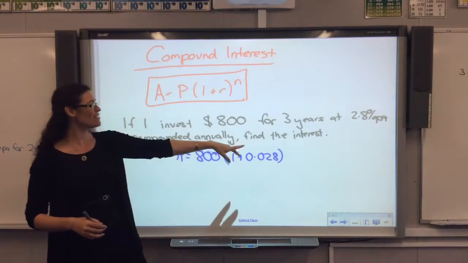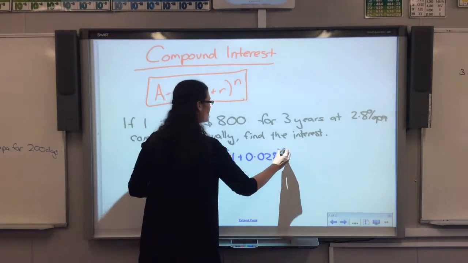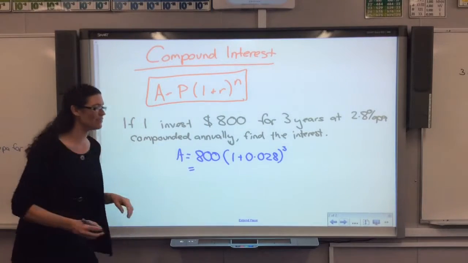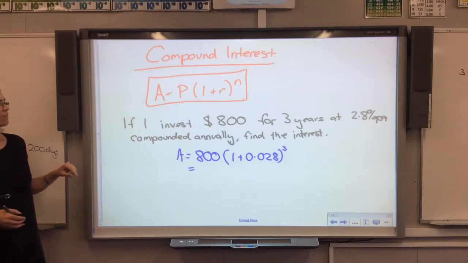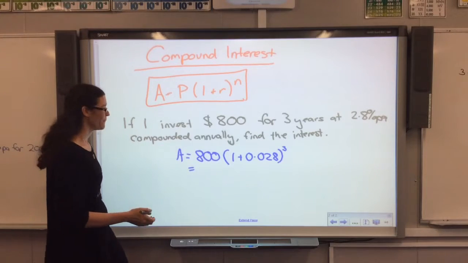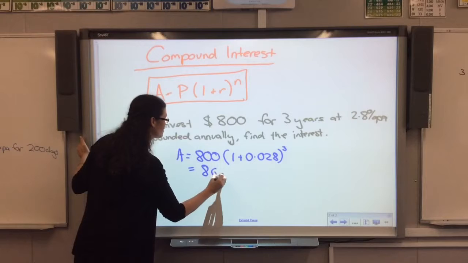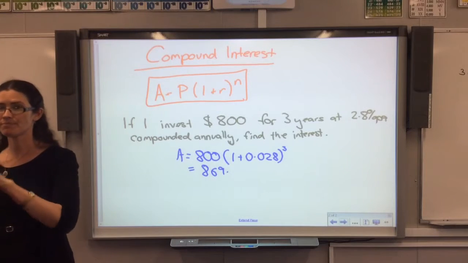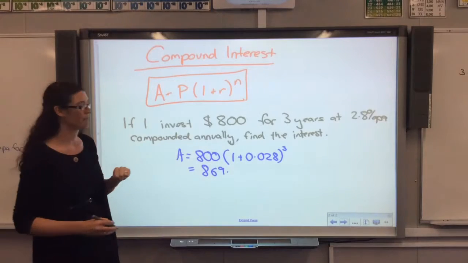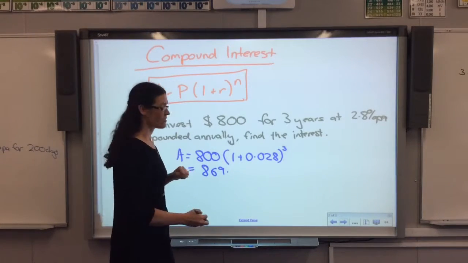And how many years have I got? 3 years. Now, if I had a calculator, which I currently don't, I would grab a calculator and I would type it in, and someone's magically going to give me the answer. Type it as fast as you can. Mackenzie, pay attention. What do we get? 869. Now it's money. So how many decimal places? 2. Well, $869 and 10 cents.